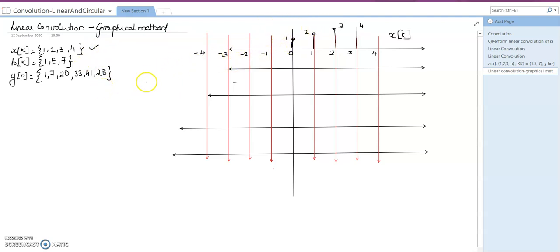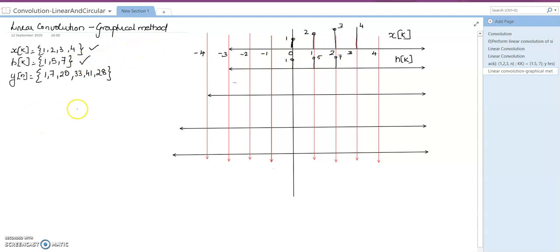Now we have to draw h of k, and for h of k, I'm using this next graph over here. As written over there, h of k is 1, 5, and 7. So at position 0, h of 0 will be 1. At position 1, it will be equal to 5, and at position 2, it will be equal to 7. One needs to get the concept. I should have put in a big space between these two, but I hope this concept is clear. Don't mind the exact amplitude of this particular signal. All I'm trying to do is represent it using samples. I have drawn x of k over here also.